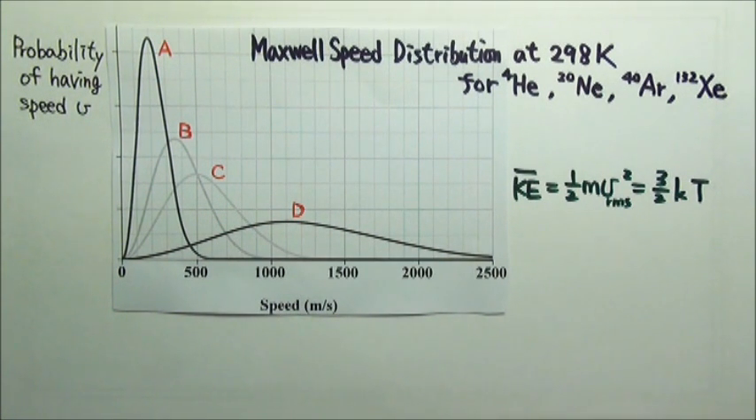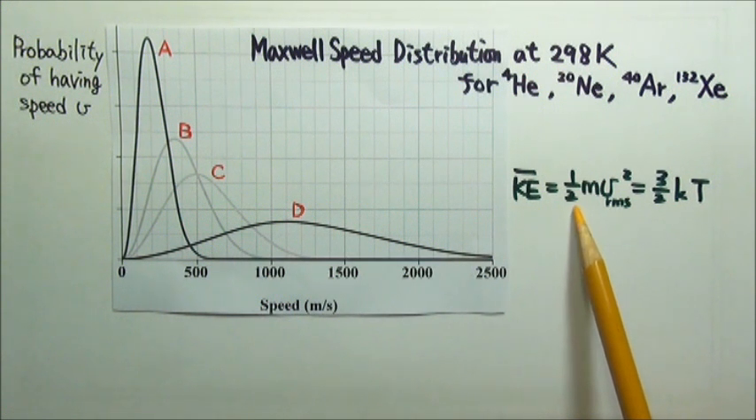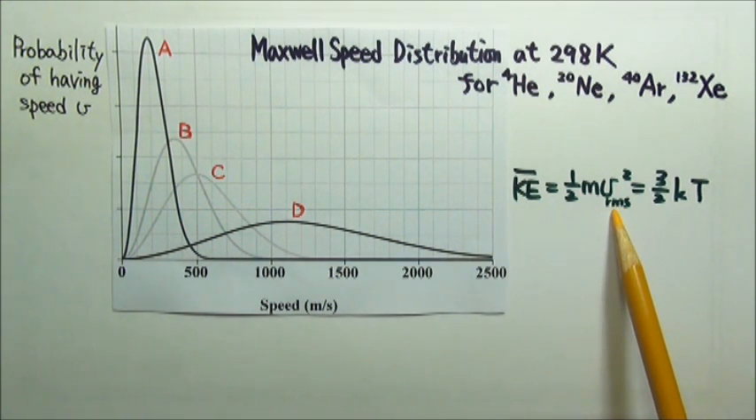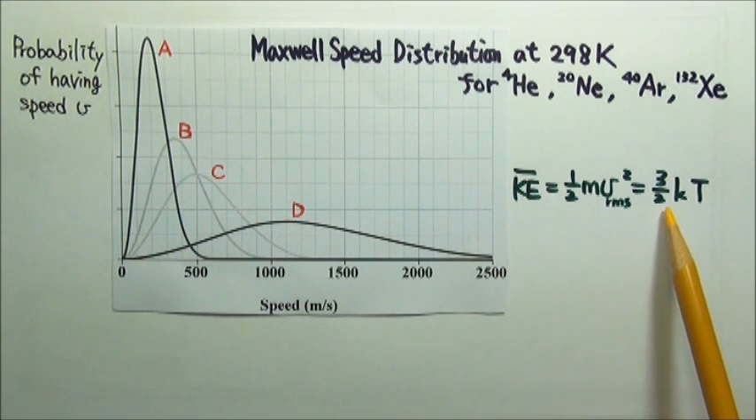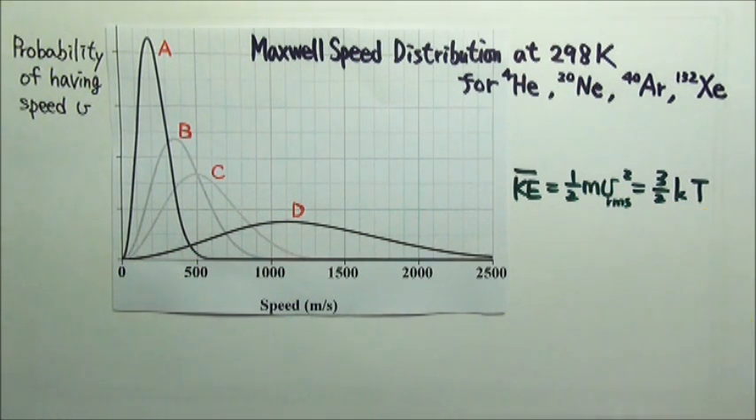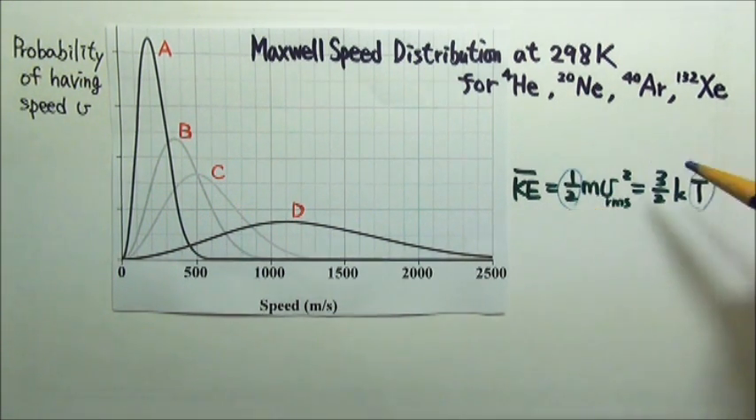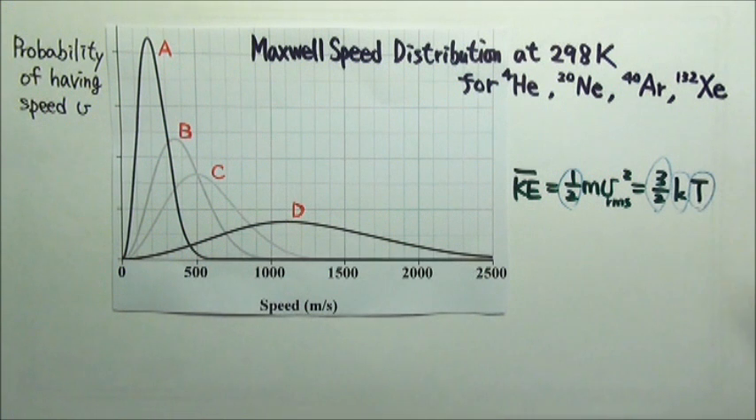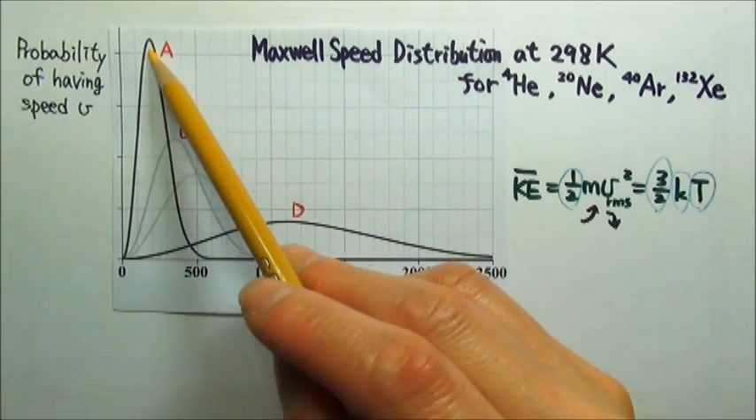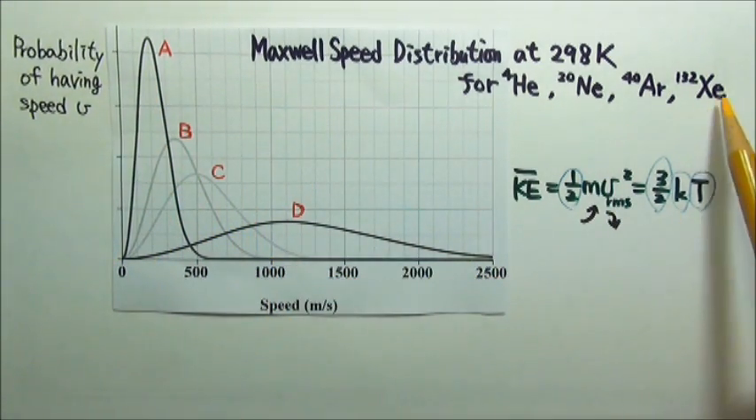According to the kinetic theory, the average kinetic energy equals 1/2 m times the root mean square speed squared, which also equals 3/2 kT. They all have the same temperature. And the 1/2, 3/2, and the k are all constants. Therefore, the bigger the molecular mass, the smaller the root mean square speed. This means a curve with higher probability at lower speeds would correspond to heavier molecules.